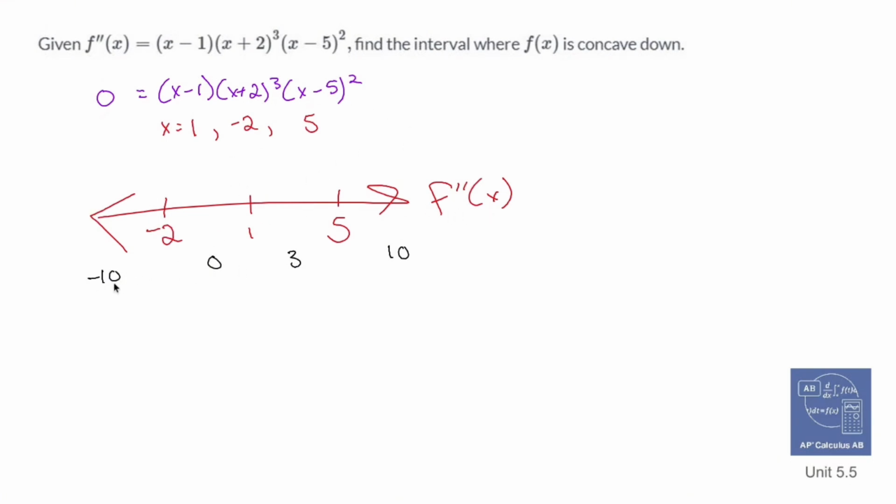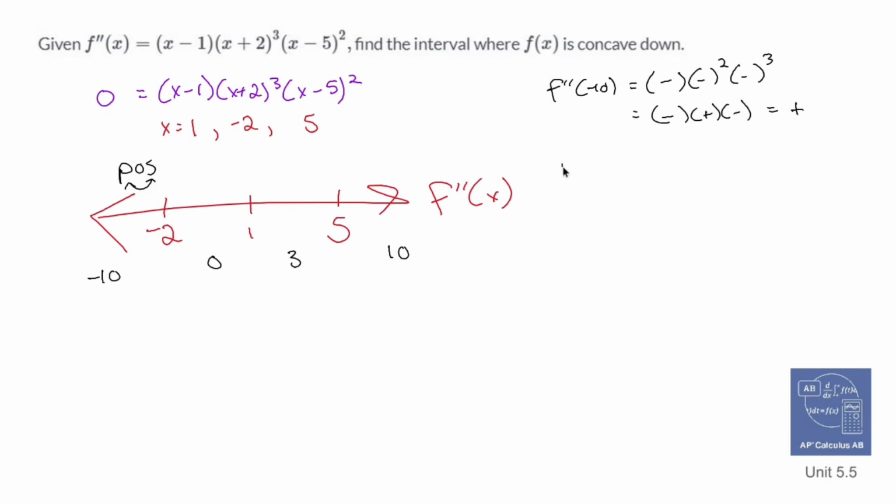So what I need to do is take all 4 of these numbers and plug them into my second derivative to see what I get. So f double prime of negative 10, I don't care about the actual answers. I just care if I get something that's positive or negative. So I'm going to have negative 10 minus 1, which is negative. Negative 10 plus 2, which is negative, squared, and negative 10 minus 5, which is negative, cubed. You become a negative times a positive times a negative, which is a positive. So this area is going to be positive, which means concave up.